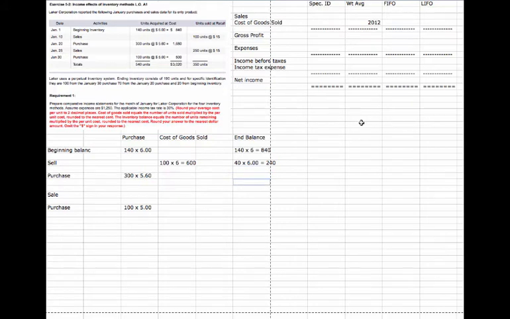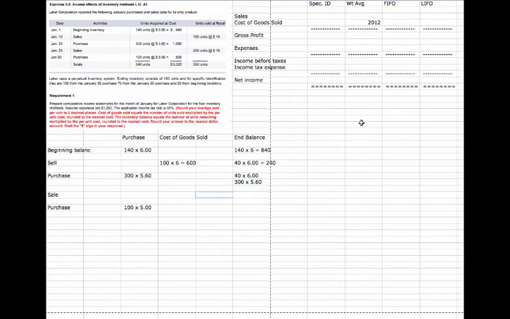Now next I purchased another 300 items at $5.60. So what's going to lead this up to is I'm going to have 40 items times $6. I'm also going to have 300 items times $5.60.